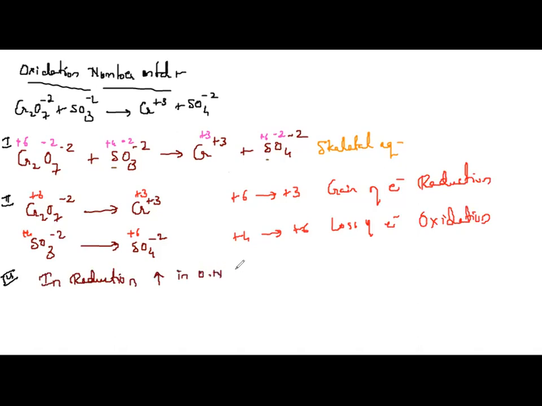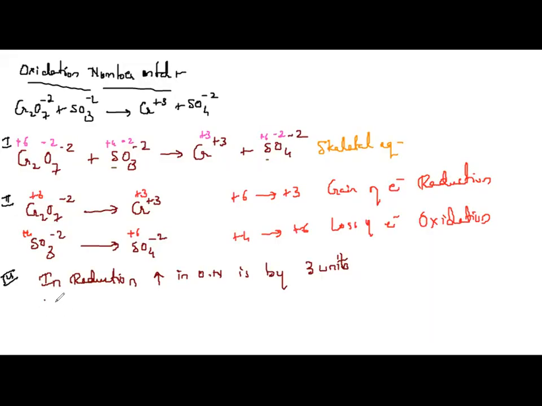Increase in oxidation number is by 3 units. And in oxidation, what is happening? In oxidation, there is a loss of electrons, correct? So in reduction, there is a decrease in oxidation number. In oxidation, there is an increase in oxidation number. Okay. How many units is the gain? So it is by 3 units, and here it is by 2 units.